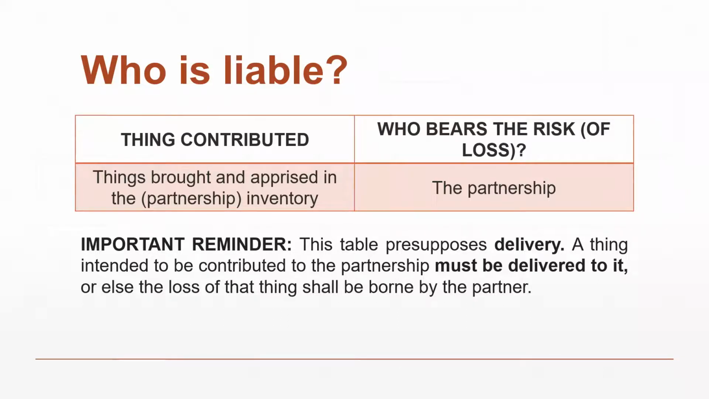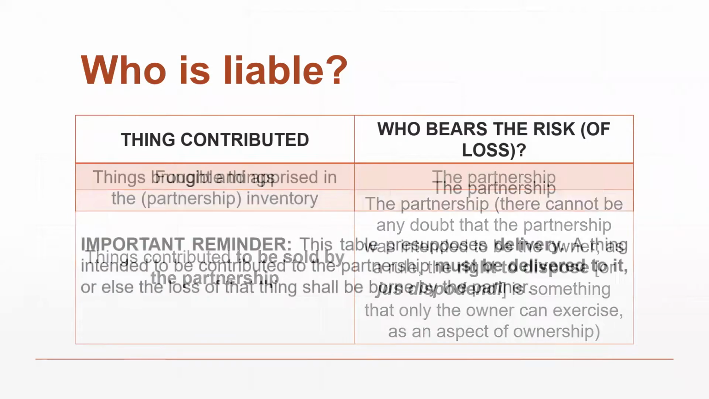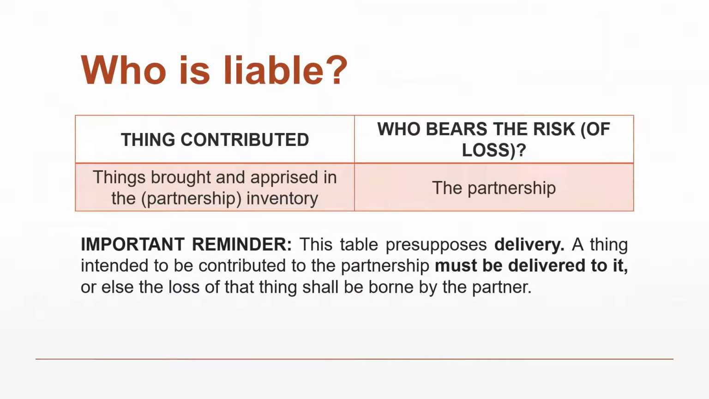Of course, the table that you saw in this slide and in the previous slides, they all presuppose the delivery of the thing. A thing intended to be contributed to the partnership must be delivered to the partnership. Hanggat hindi pa na-deliver sa partnership yung thing, the partnership cannot be said to be owner of the thing. Even if it is a specific and determinate thing intended to be transferred to the ownership. As long as hindi pa siya na-deliver sa partnership, the loss of the thing shall be borne by the partner.